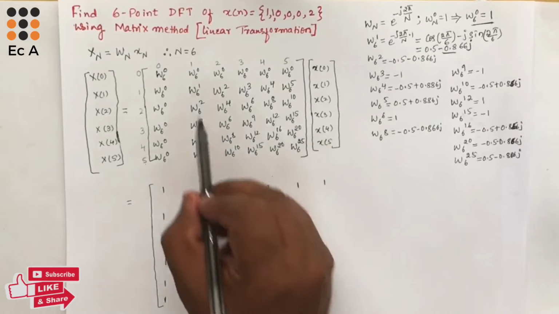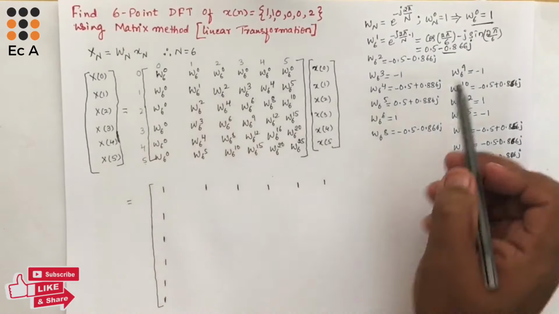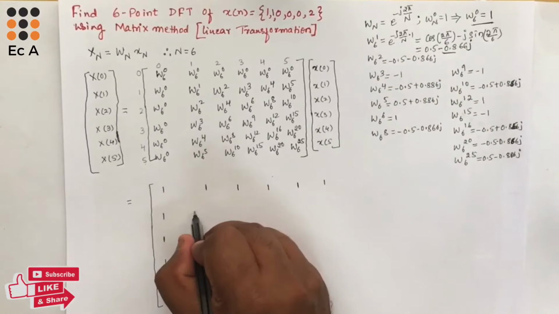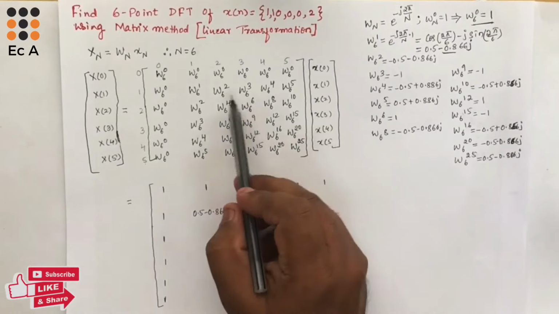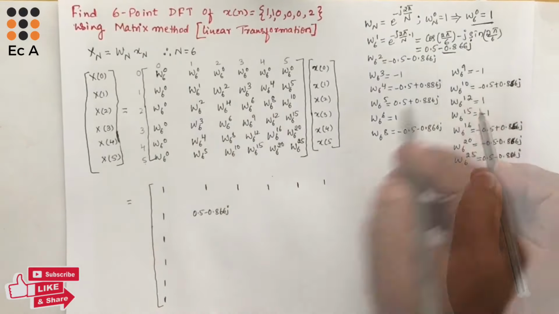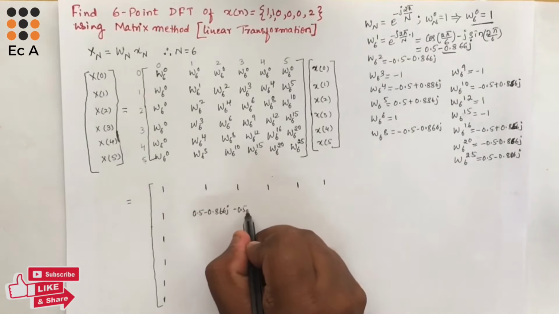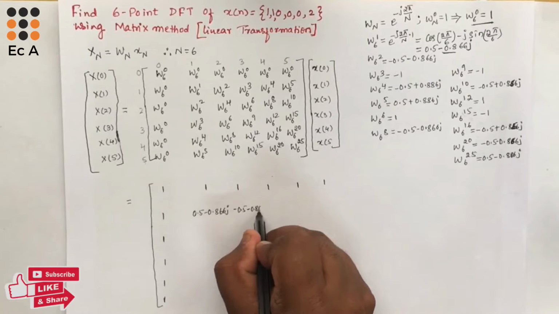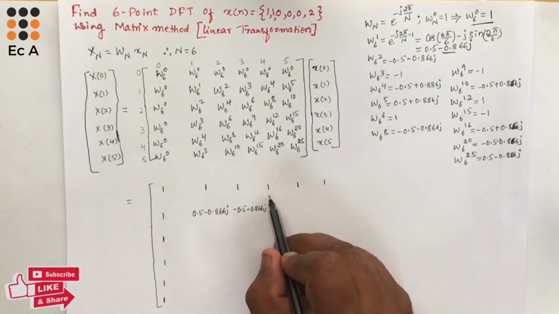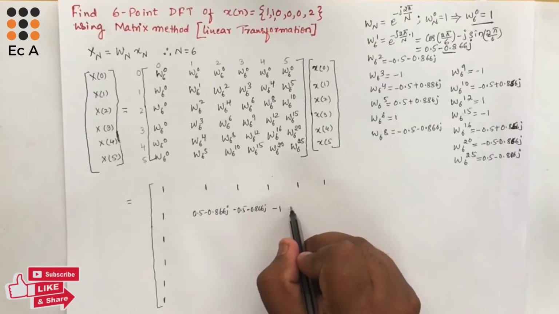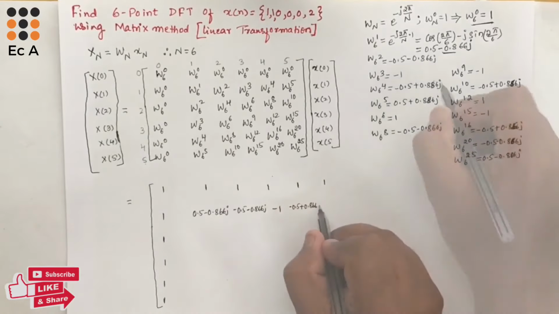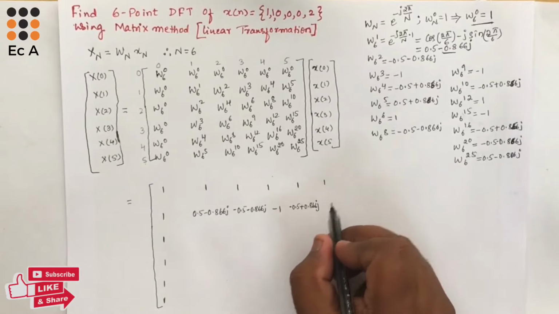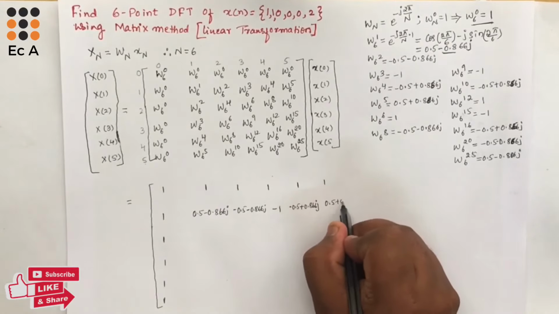Now we need to substitute for W6 to the power of 1. W6 to the power of 1 is 0.5 minus 0.866j. W6 to the power of 2 is minus 0.5 minus 0.866j. W6 to the power of 3 is minus 1. W6 to the power of 4 is minus 0.5 plus 0.866j. W6 to the power of 5 is 0.5 plus 0.866j.